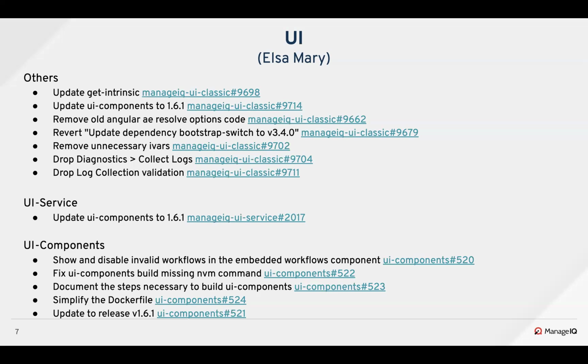Then for UI servers, we have a PR to update UI components to 1.6.1. And for UI components, there's a PR to show and disable invalid workflows in the embedded workflows component. This is for the dialog editor. And Adam had PRs to fix the UI components build missing NVM command and a PR to document the necessary steps to build UI components. Jason had a PR to simplify the Docker file, and Gilbert had a PR to update UI components to release version 1.6.1. Next slide.